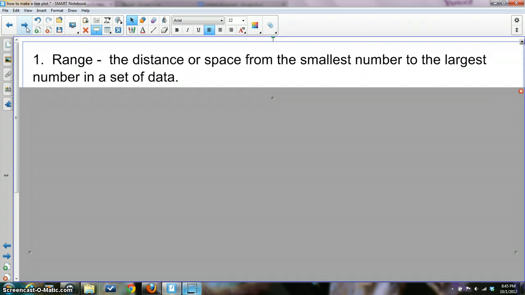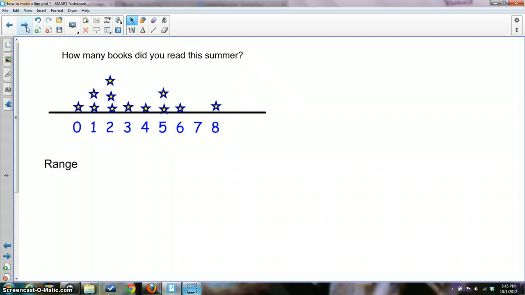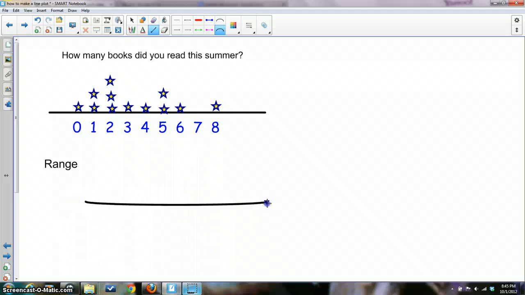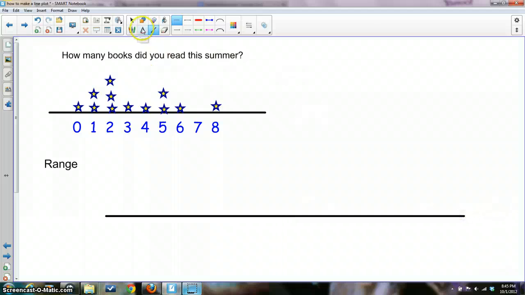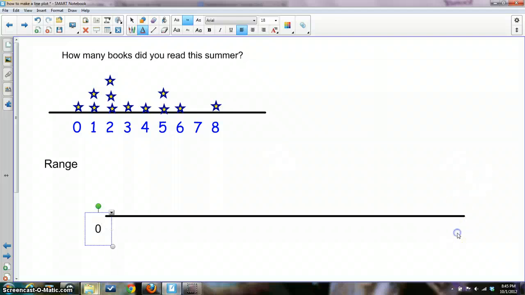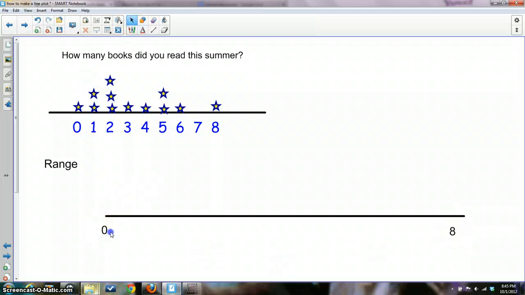Range is the distance or the space from the smallest number to the largest number in a set of data. So let me show you how to do that. So I want you to think of this like a number line. Oops, wrong line. Let me add a straight line instead. So our smallest number is 0. Our largest number is 8. So on a number line, how many jumps is it going to be from 0 to 8? Well, let's count and let's find out.